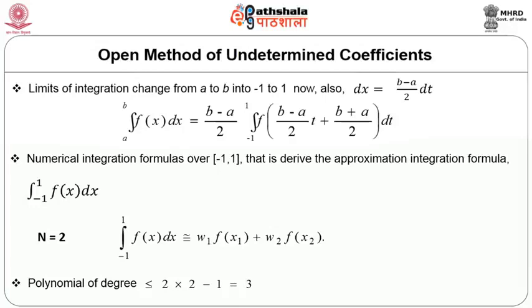Our case is now n equal to 2. So we want a formula of the type: the integral from minus 1 to 1 of f(x) dx equal to w1 f(x1) plus w2 f at the point x2. x1, x2 are abscissas which are unknown and w1, w2 are weights which are also unknown. There are 4 unknowns, we need 4 conditions to solve them. So we assume that this formula gives the correct result when f(x) is a polynomial of degree less than or equal to 3, that is 2 into 2 minus 1, that is 3.